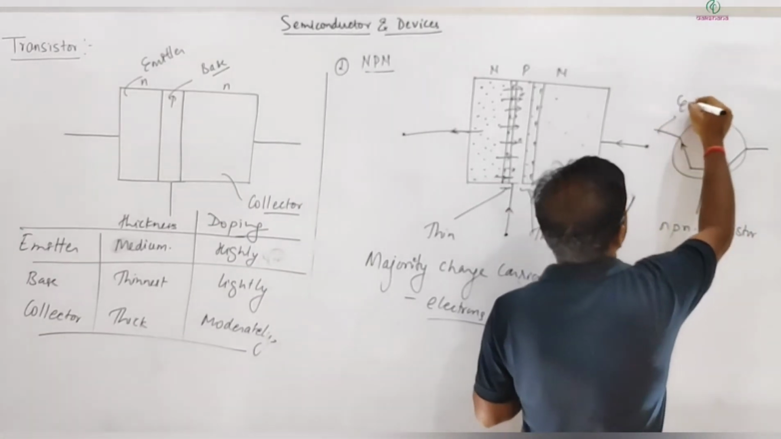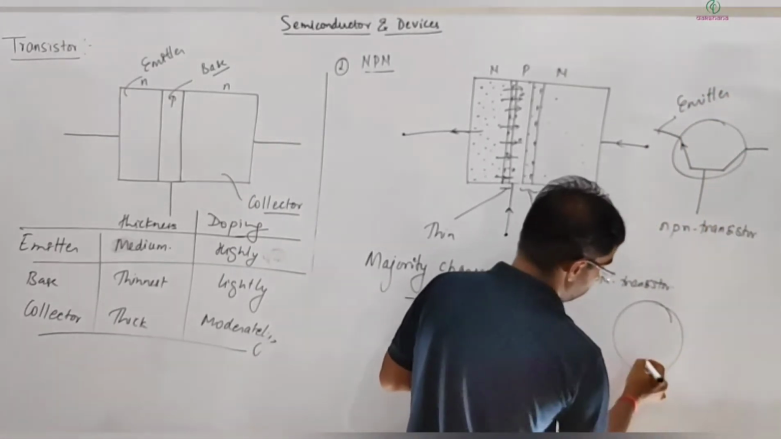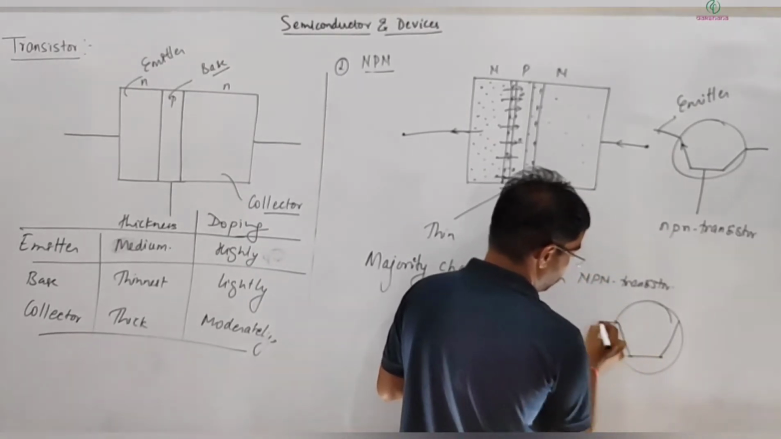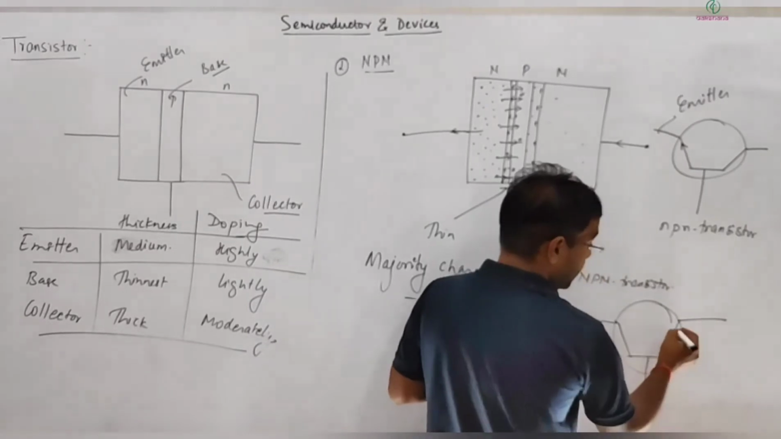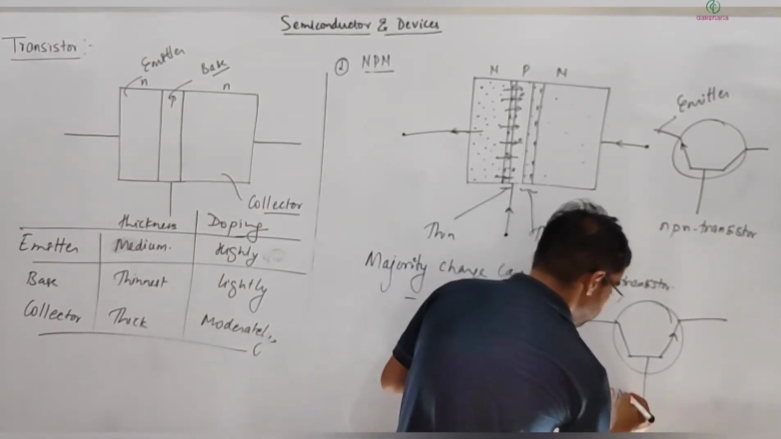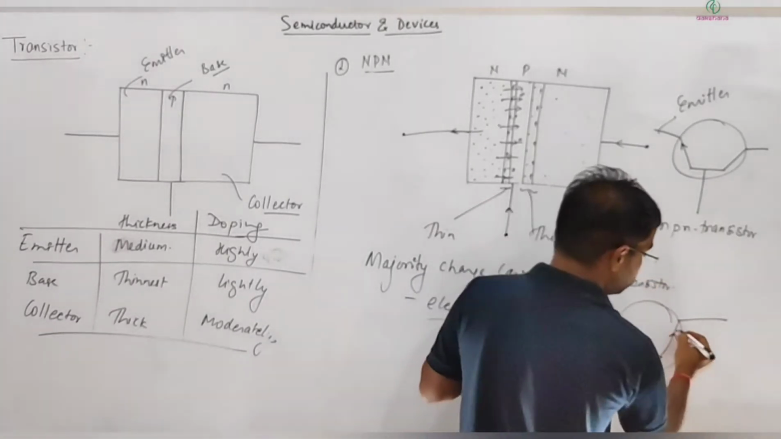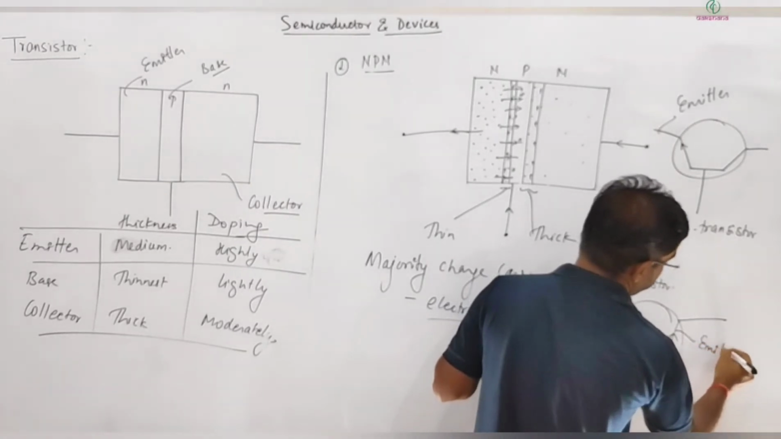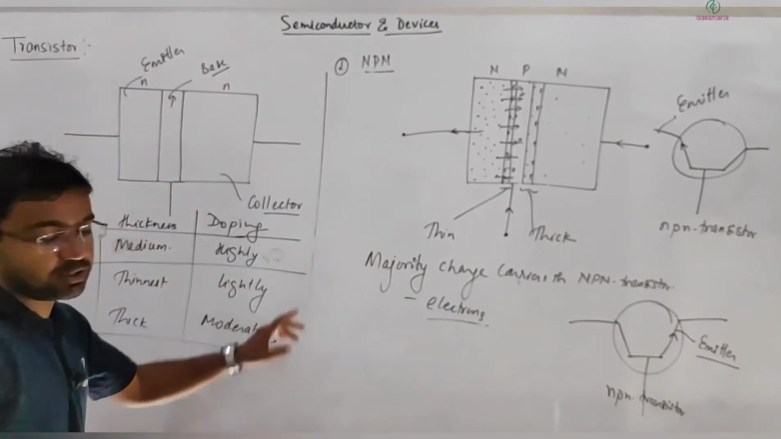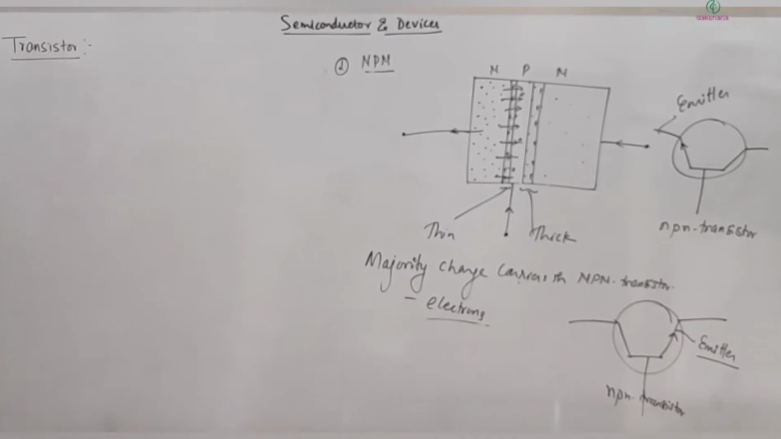And this is emitter. Remember that an NPN transistor can also be drawn this way, and now if I draw the arrow this side, this is also an NPN transistor, but in this situation this is emitter. Okay, so that is your NPN transistor. Majority charge carrier is what? Electrons here, that is supplied by the emitter.